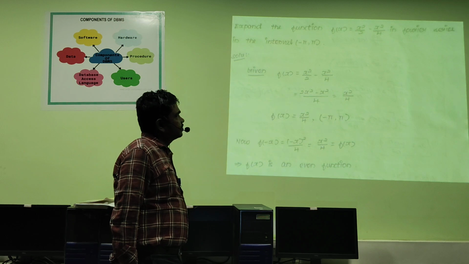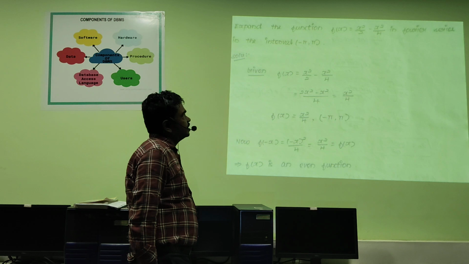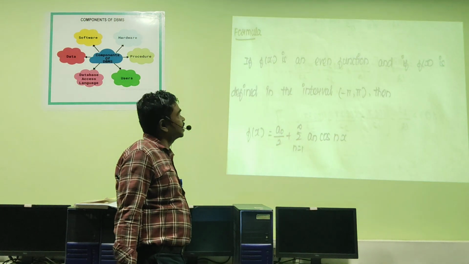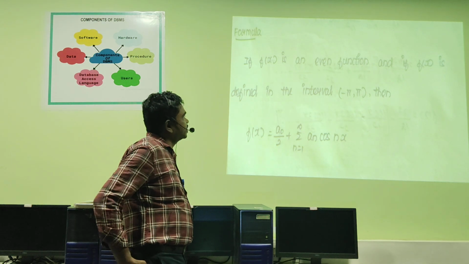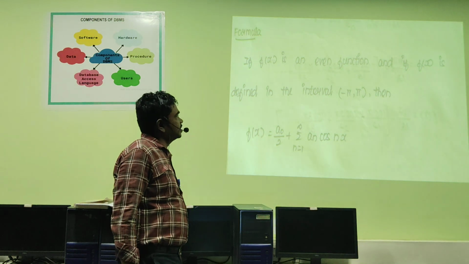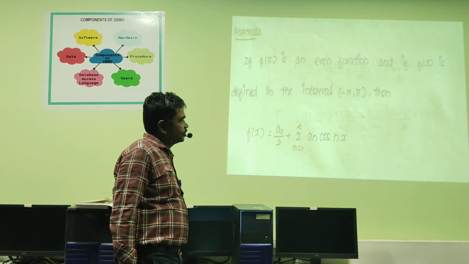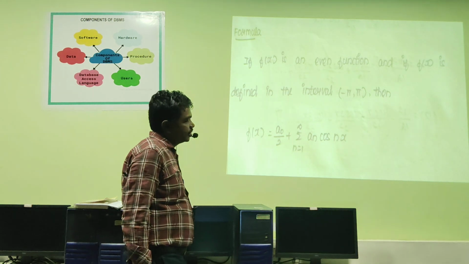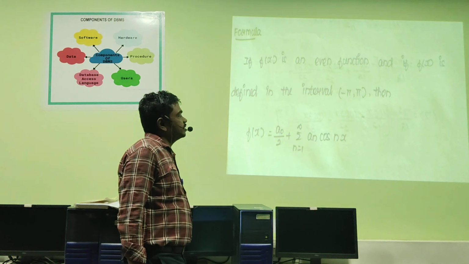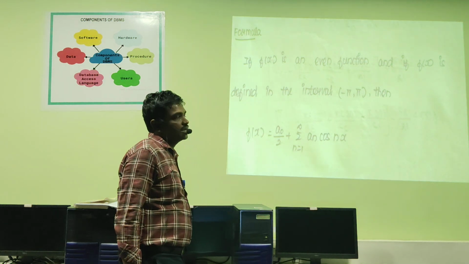Okay. So for that interval minus pi comma pi, period is 2 pi, and the function is an even function. We can use the formula, you already know that, but I will repeat it here. If f of x is an even function defined in the interval minus pi comma pi, then f of x equal to a naught by 2 plus summation n equal to 1 to infinity a n cos nx. Here b n is 0 because it is an even function. So the coefficient b n is 0.